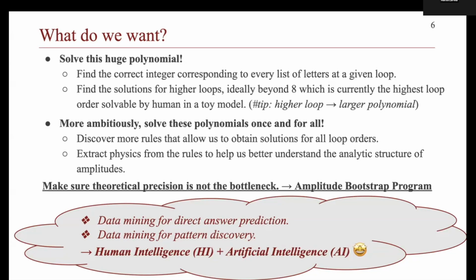I would say the first goal we have here is data mining for direct answer prediction. We don't care that much about the rules, but we want to get the correct answer from the inputs. And the second part is more data mining for pattern discovery. We want to discover more rules hidden behind this data. To accomplish this, we believe we need both human intelligence and artificial intelligence in collaboration with each other.